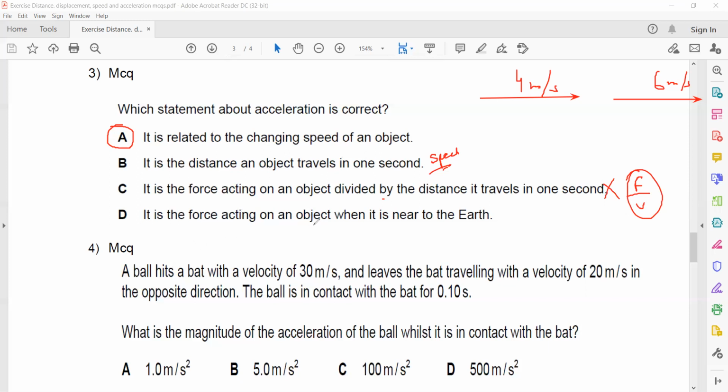Option D is a force acting on an object when it is near the Earth. That is actually the weight of an object, not an acceleration. That's why A is the right answer. Is it clear? Question 3.